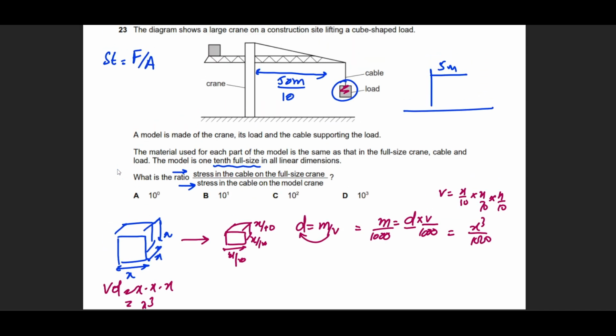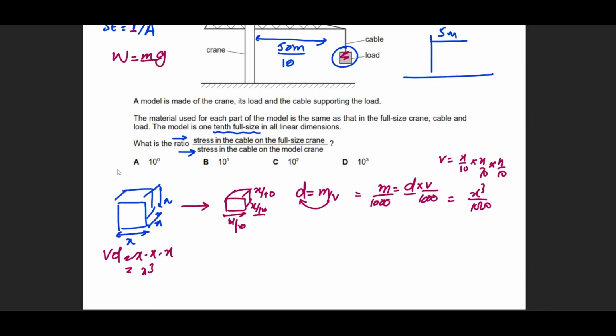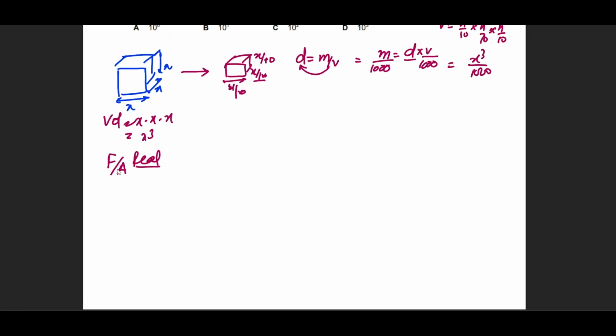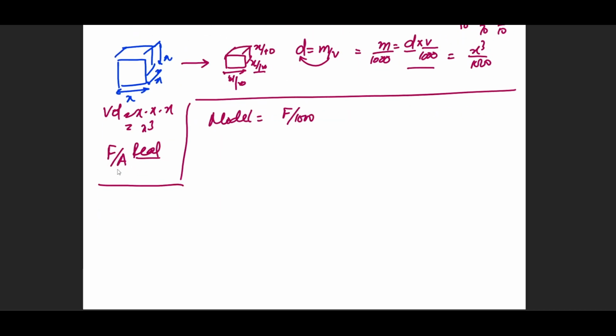And since in stress we are dealing with force, and force in this situation is the weight, so this is mg. If you are decreasing the linear length by 10, then the mass has also decreased by 1000, so the weight has also decreased by a factor of 1000. So in a real situation, if we compare stress, that would be force over cross-sectional area. This is my real life case, nothing was different. But in the case of the model, we realize that the force has been divided by 1000. Why? Because linear dimensions changed. Okay, the force has been divided by 1000.